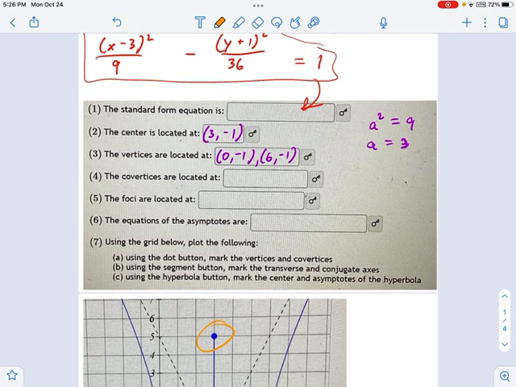So we go up and down by what amount? Well, that's going to be b squared equals 36. That means b equals 6. So I'm going up and down by 6 from the center. So this becomes 3.